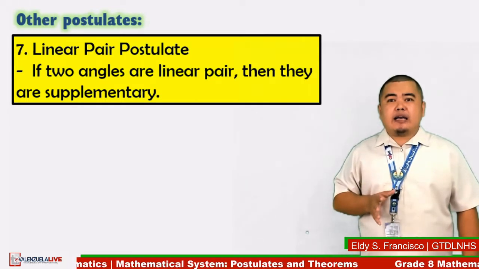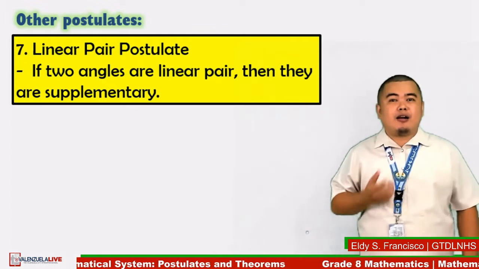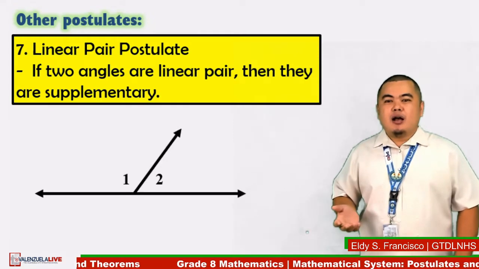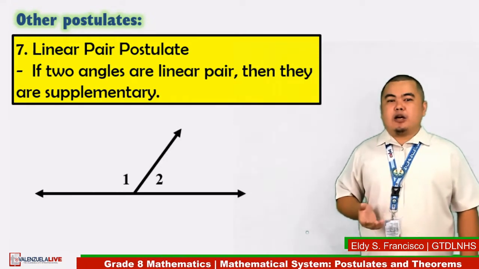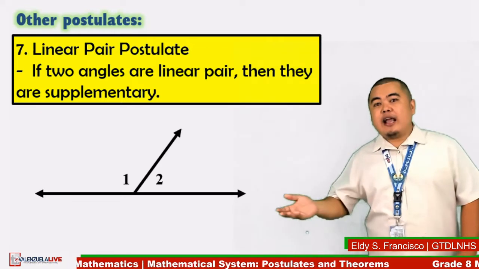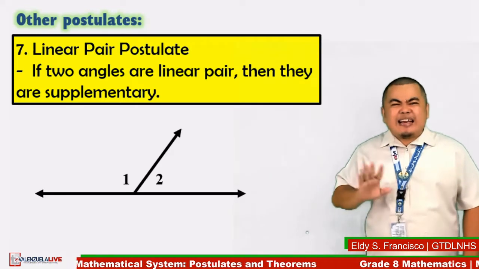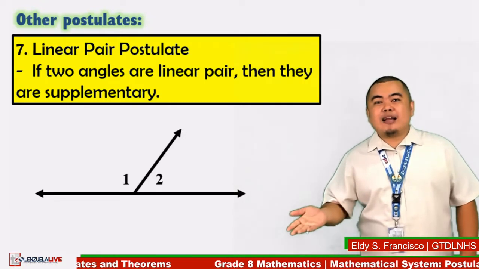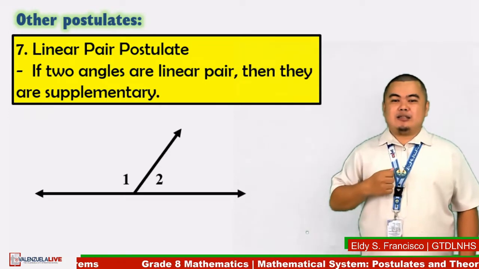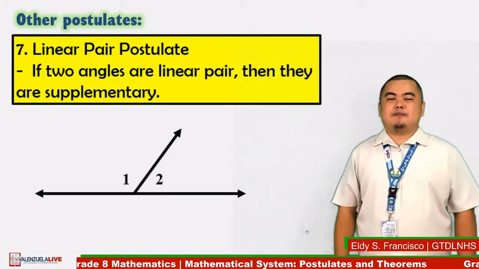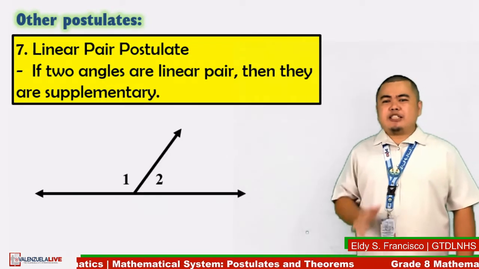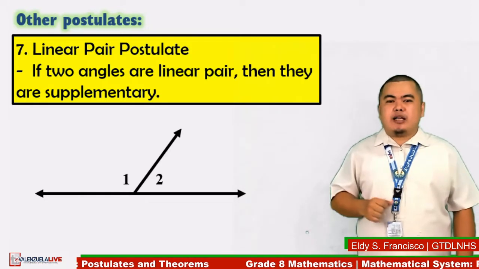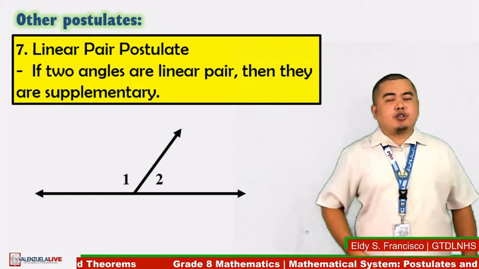If two angles are a linear pair, then they are supplementary. So this is the illustration. Angle 1 and angle 2 are a linear pair, and with that, for any measure of angle 1 and any measure of angle 2, the sum is always 180 degrees. So they are supplementary. These are just some of the common postulates in geometry. There are still more postulates that will be discussed to you in your future lessons.